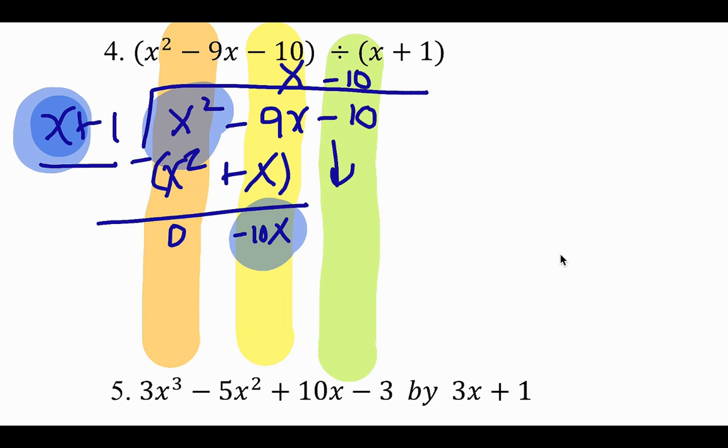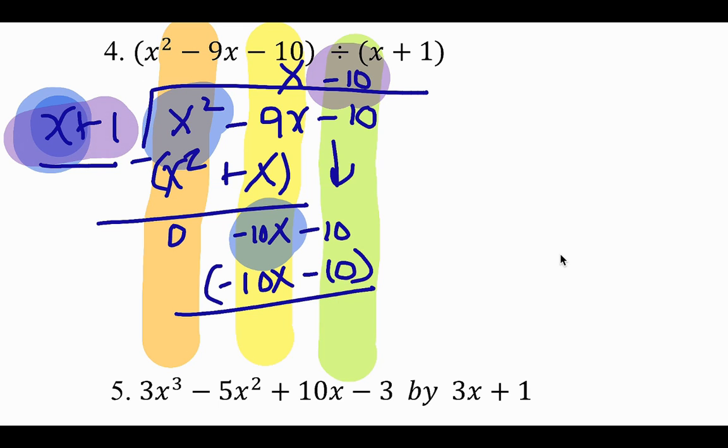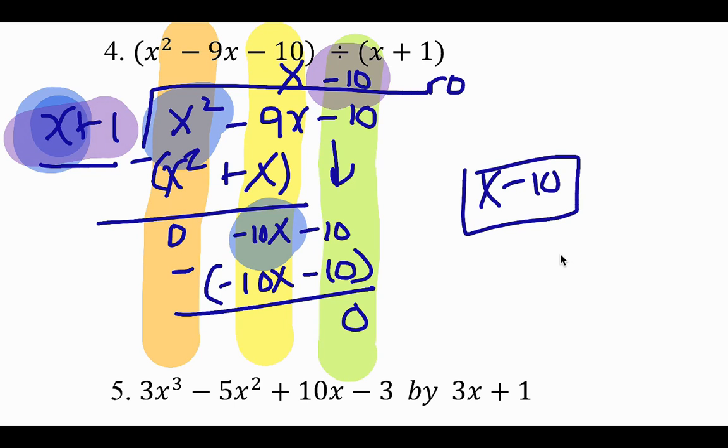Okay, so we always bring down the next term. And then I want to multiply my negative 10 by my whole term, and I'm going to get negative 10x minus 10. When I subtract, I get 0, so this is remainder 0. So you can see here, I get x minus 10 as an answer.